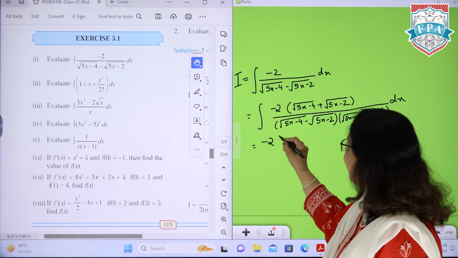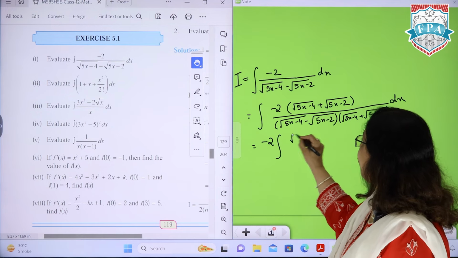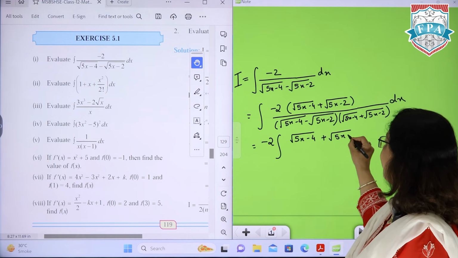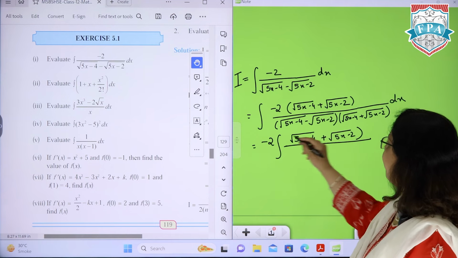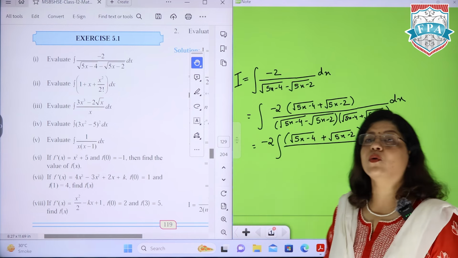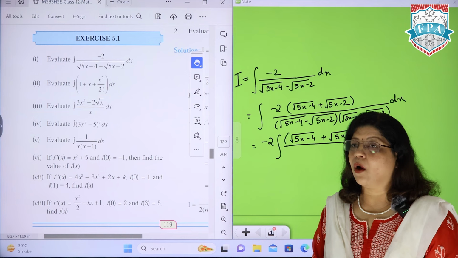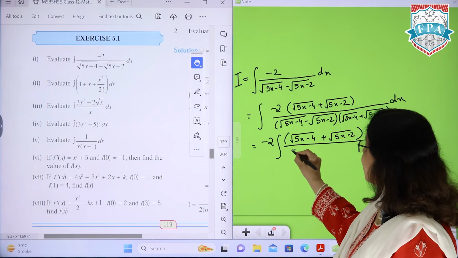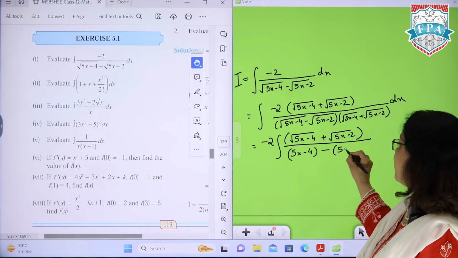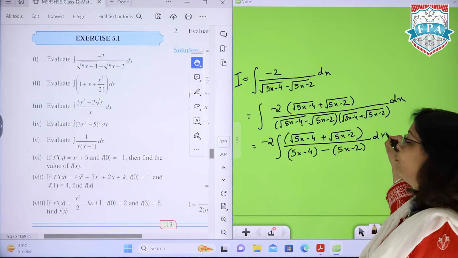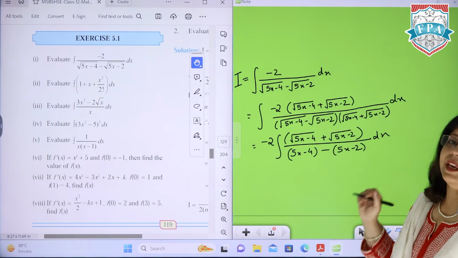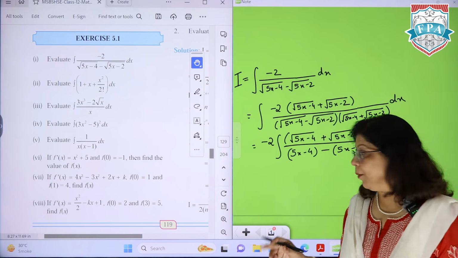Minus 2, I'm taking it out right now, integral root 5x minus 4 plus root 5x minus 2, and the denominator will now become root 5x minus 4 whole square and root 5x minus 2 whole square. Whole square means the square root will now get eliminated. So this is 5x minus 4 minus of 5x minus 2. Please don't try to do it directly, because sometimes when you do it directly, you forget to change the sign and that can create a problem.